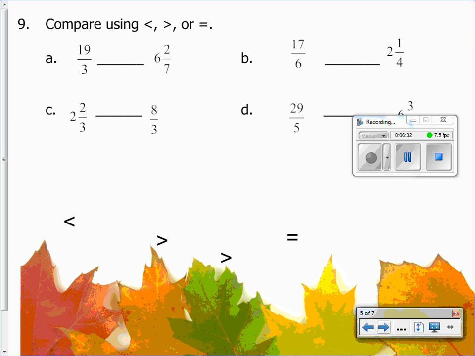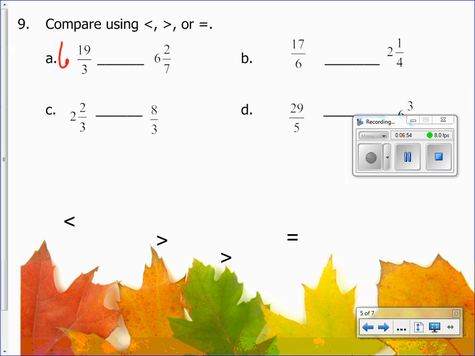Now we're going to compare. In number 9, we're going to compare the fractions. There are several different ways that you can do it, but one way that we're going to do in solving it is to change them both, make sure that they're both mixed numbers. So we're going to change 19 thirds to a mixed number.